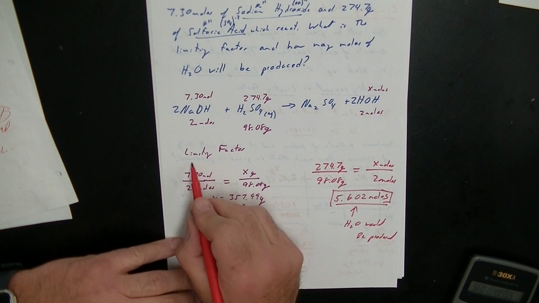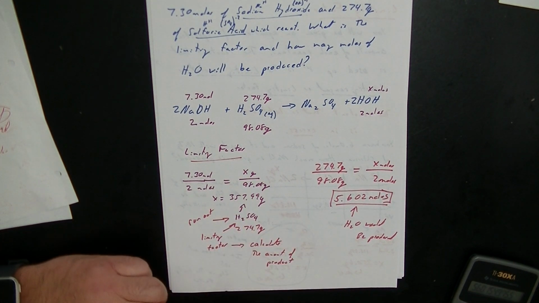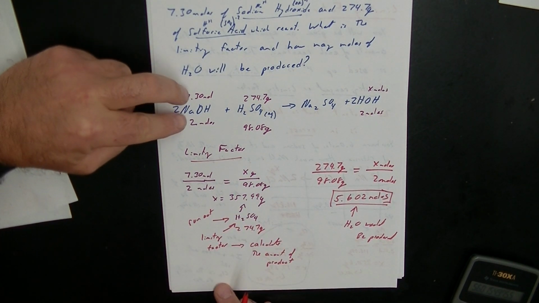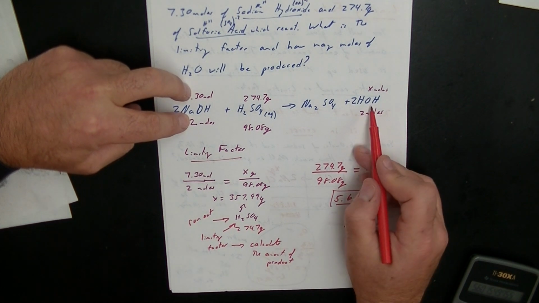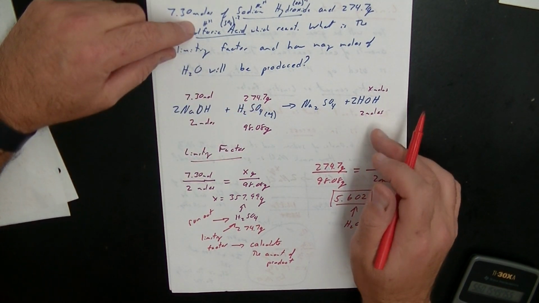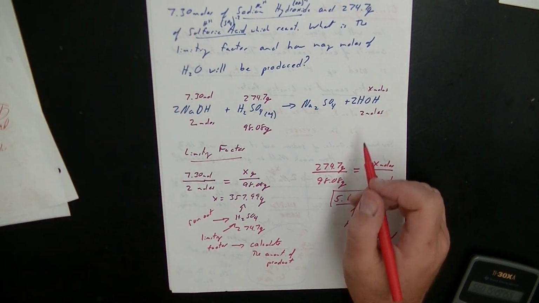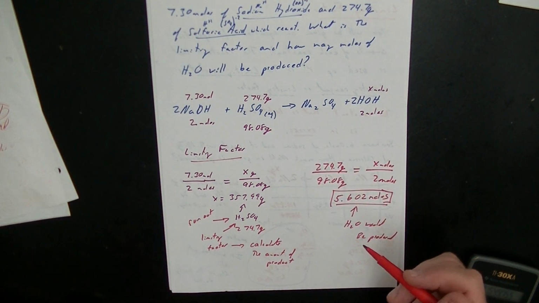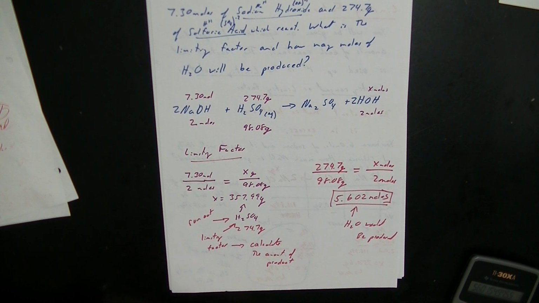Now, when you're figuring out your limiting factor, you could have done what we did the first time. I could have set up a ratio with this and water, then set up another ratio with this one and water, and see which one made less. The one that made less is your limiting factor. It doesn't matter which way you do it. It's fine, whichever way you prefer.